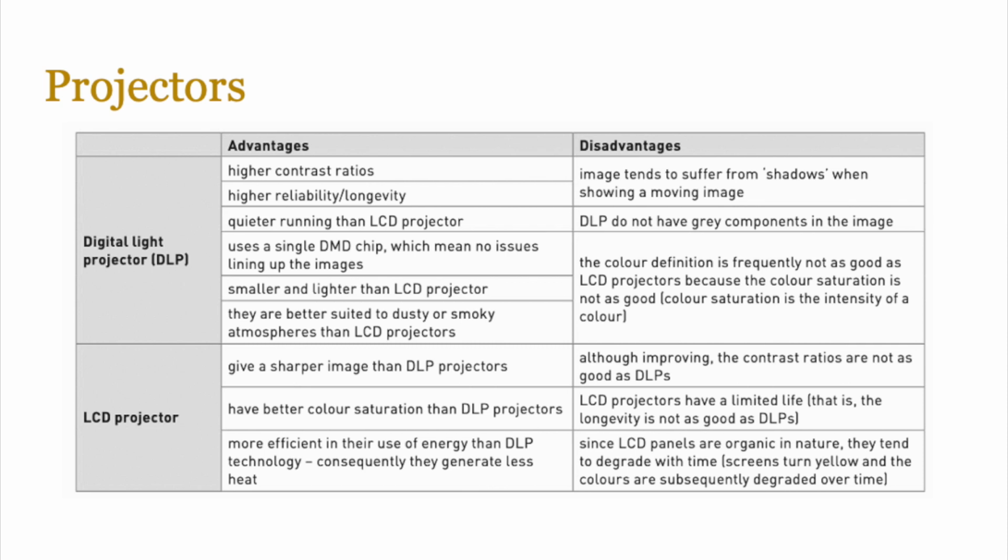However, the disadvantages are that their contrast ratio is not as good as DLP, and their longevity is lower than DLP because they use a bulb which has a limited lifespan. And since LCD panels are organic in nature, they tend to degrade with time. So screens turn yellow and the colors are subsequently degraded over time as well. That's all about projectors. Let's move on to printers now.